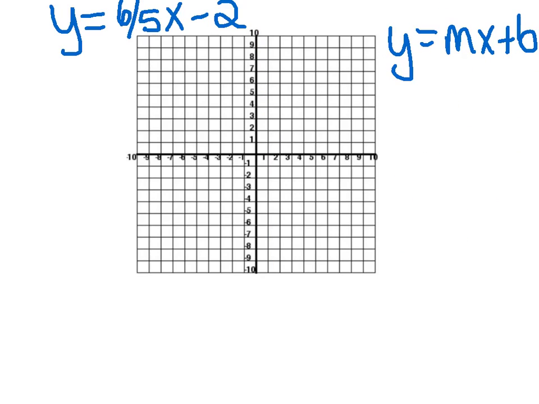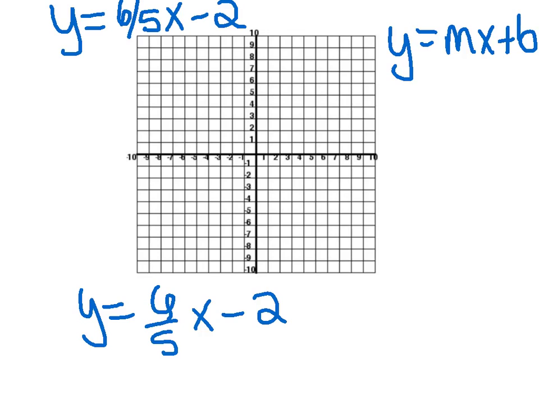So now let's look at our equation. Y equals 6/5 x minus 2. In this case, our 6/5 will be our slope, or rise over run, and our negative 2 will be our starting point on the y-axis. So, to graph this, we want to start at the 0 point and go down negative 2. Our first point will be here.